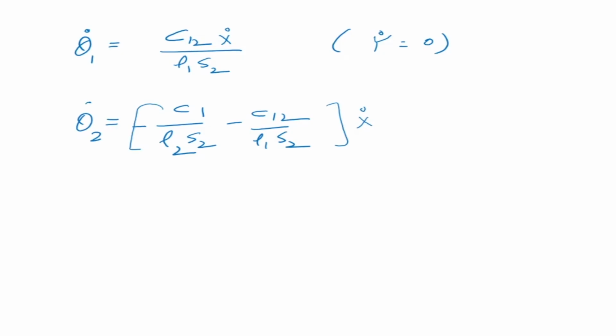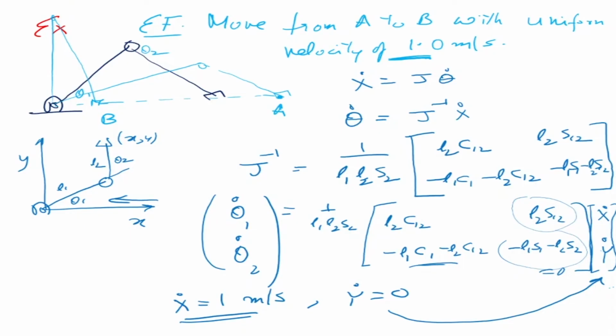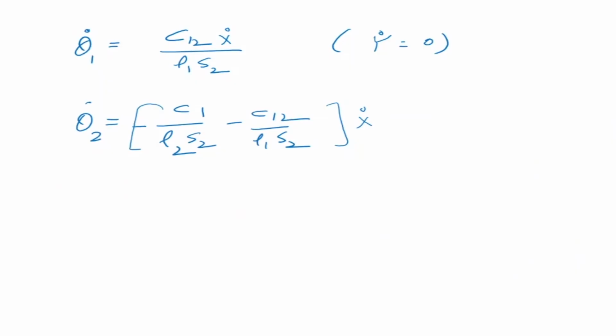Now what we are seeing here is that we are moving from one point to another, from point A to point B. At point A, we have to find theta 1 and theta 2. The manipulator is moving from the fully stretched condition like this to the fully extended condition like this. So this is my A, this is my B. This is my theta 1, this is my theta 2.